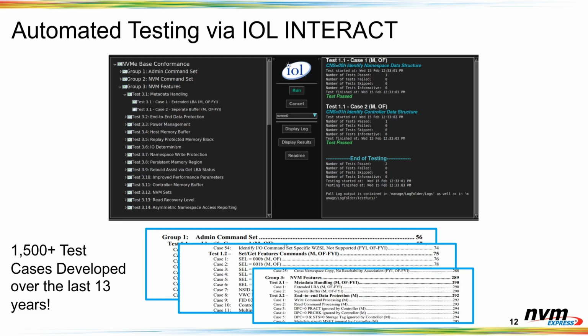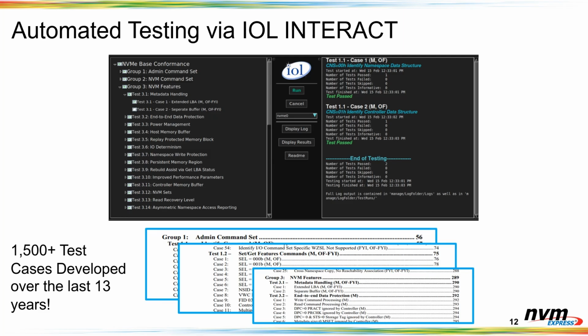And to highlight the software that UNH-IOL produces based on the test plans we write, this software is called IOL Interact, and it automates all the test cases that we write in the compliance test plan. And as you can see, we've had 1,500 plus test cases developed, so being able to automate those is really important. We've made modifications with member company feedback and continue to evolve the test cases and test plans as we get more feedback from member companies.